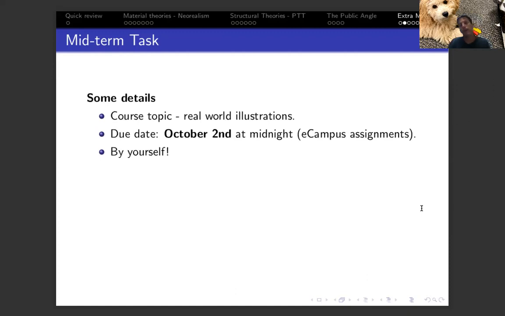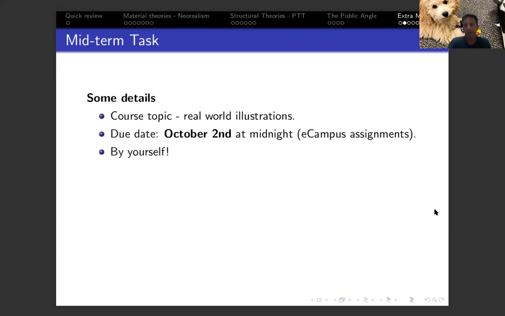What you need to do in this task is provide real world illustrations of some of those theoretical mechanisms, and I'm going to give you an example in a minute. That's the whole point of my stealing a few more minutes of your time at the end of today's lecture. And it's important, last thing: this is a task that you do by yourself. You don't do it with anybody else. Make sure that you do that.